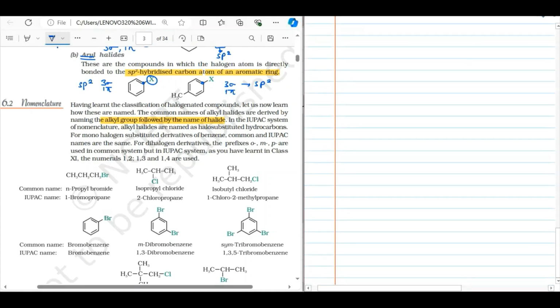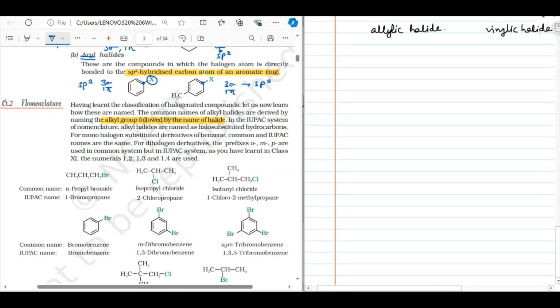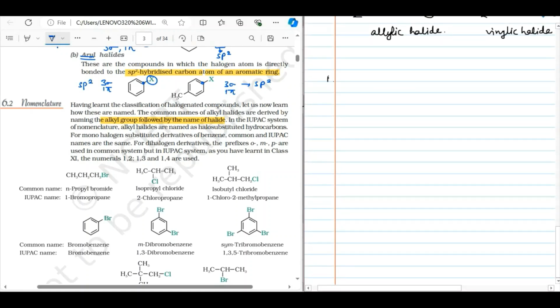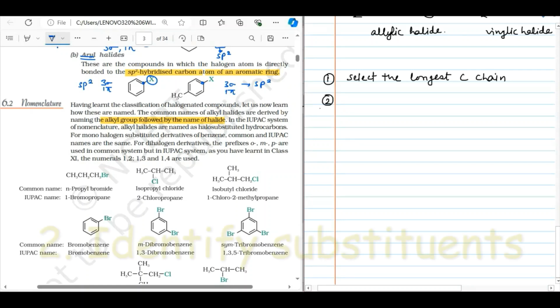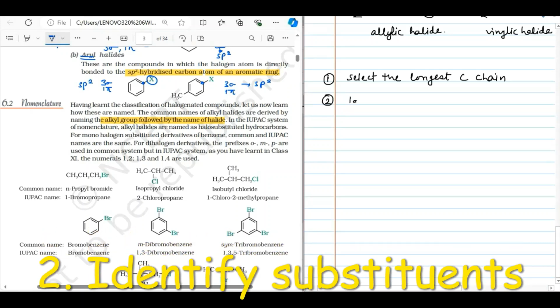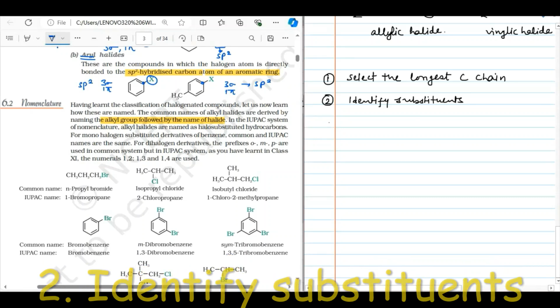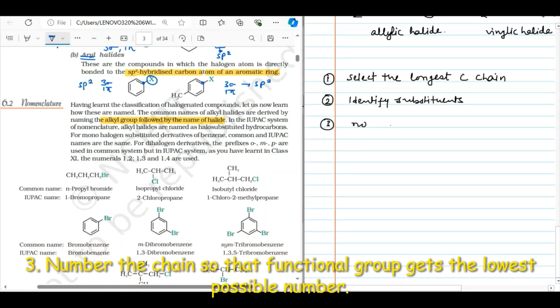Now let's revise the rules of IUPAC nomenclature that you have learned in class 11. In the first step, you have to select the longest carbon chain. In the second step, identify the substituents. In the third step, number the chain so that the functional group gets the lowest possible number.